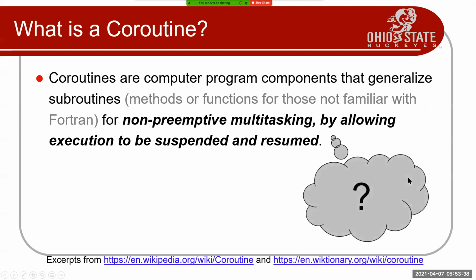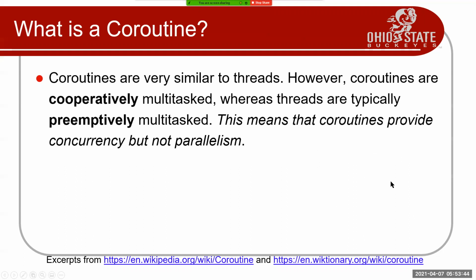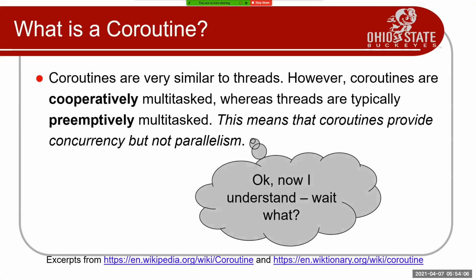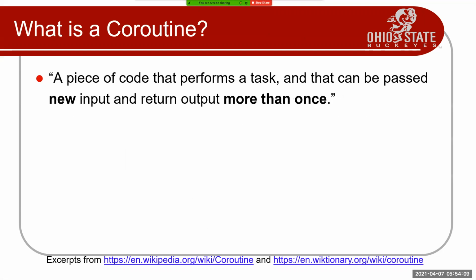Okay, so now that we know what a coroutine is, let's look at a different definition. Coroutines are very similar to threads. However, coroutines are cooperatively multitasked, whereas threads are typically preemptively multitasked. This means that coroutines provide concurrency, but not parallelism. So now we understand, right? Okay, third time here: a piece of code that performs a task and that can be passed new input and return output more than once.